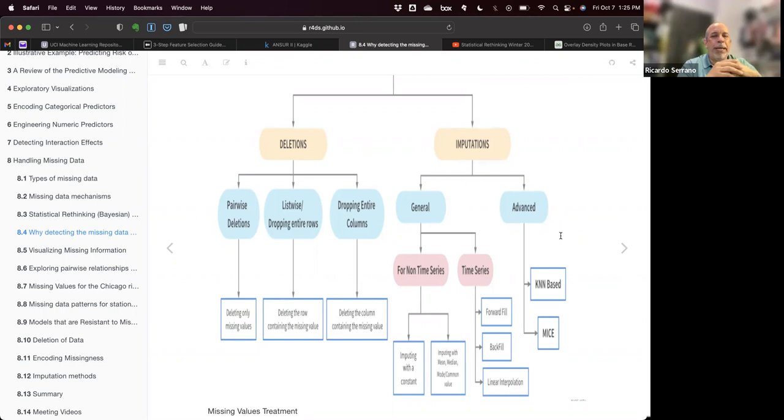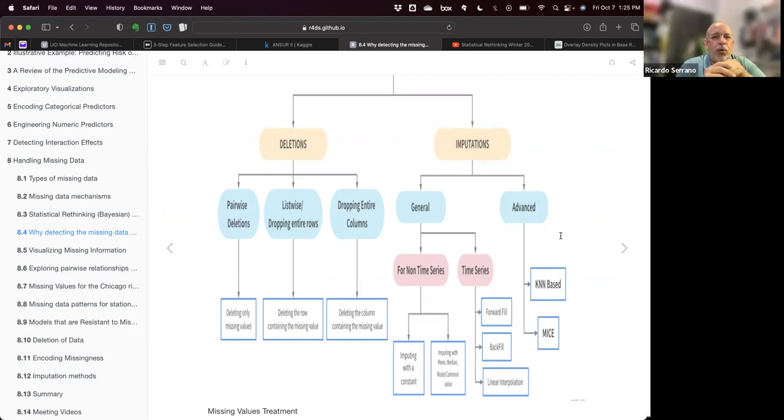It's going to be filled by that value. You can also do the backfill. In other words, instead of forward, doing backwards. And also you can do linear interpolation. So in the time series, you have a couple of good mechanisms there that you can try.